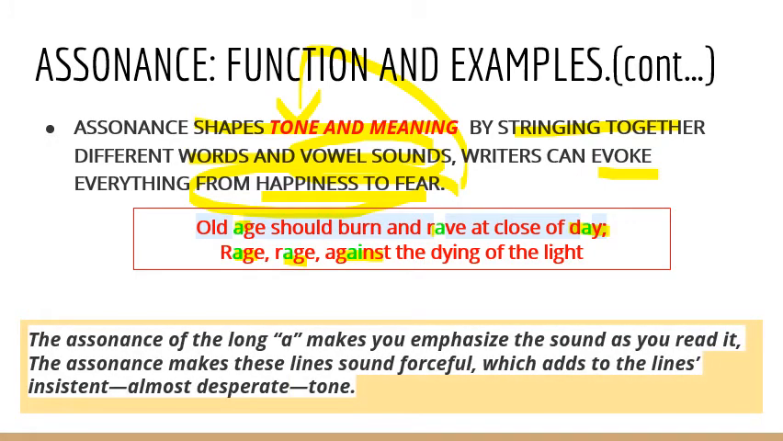In this case, I have a long A that is being emphasized, and it makes the lines sound forceful. And that adds to my tone that is almost desperate, almost pleading, don't. Rage, rage against the dying of the light. So don't give in to death. So you're going to have to listen carefully because assonance can have all of these functions. And we need to suss out what they are doing in your specific example.